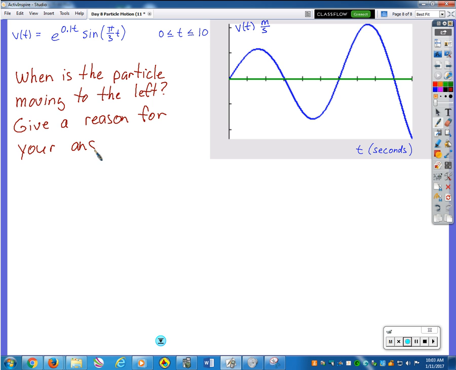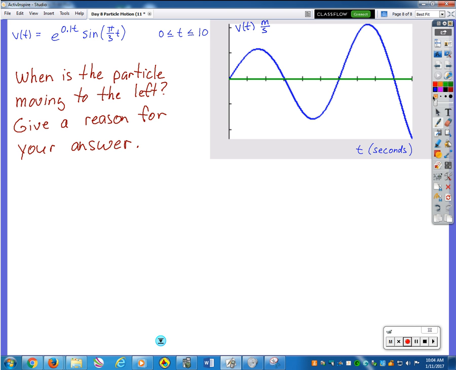Someone in the room, just explain in common sense words, how do we know when the particle is moving to the left? We've already talked about it. Jackson: the velocity is negative. When the velocity is negative. So on the test, when you write down the answer, that's all you have to write.